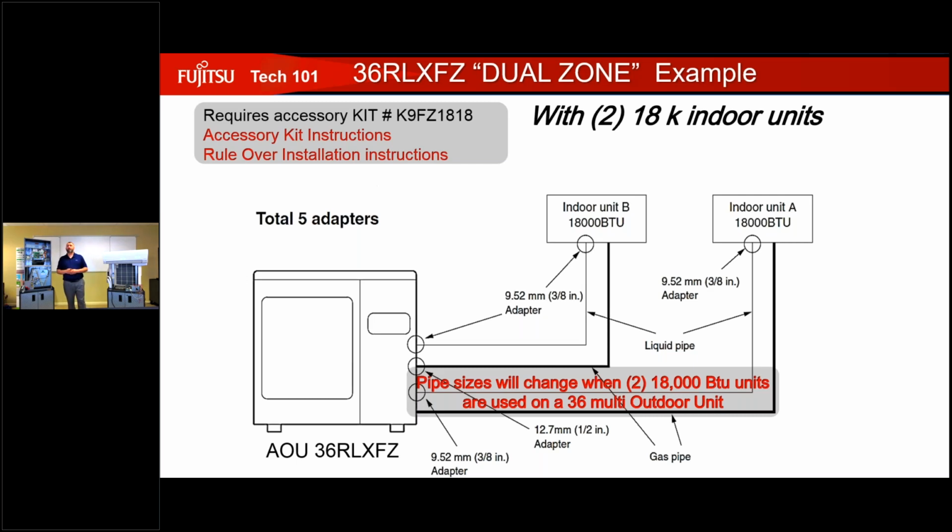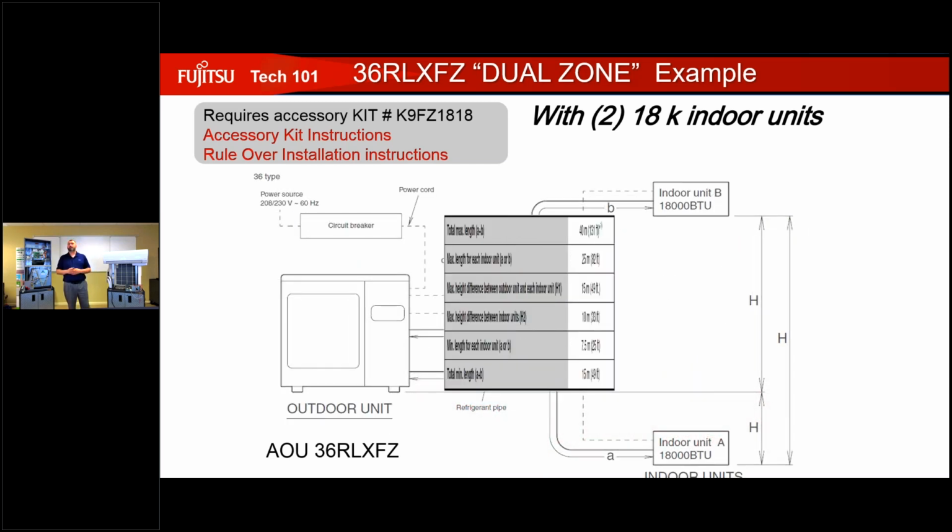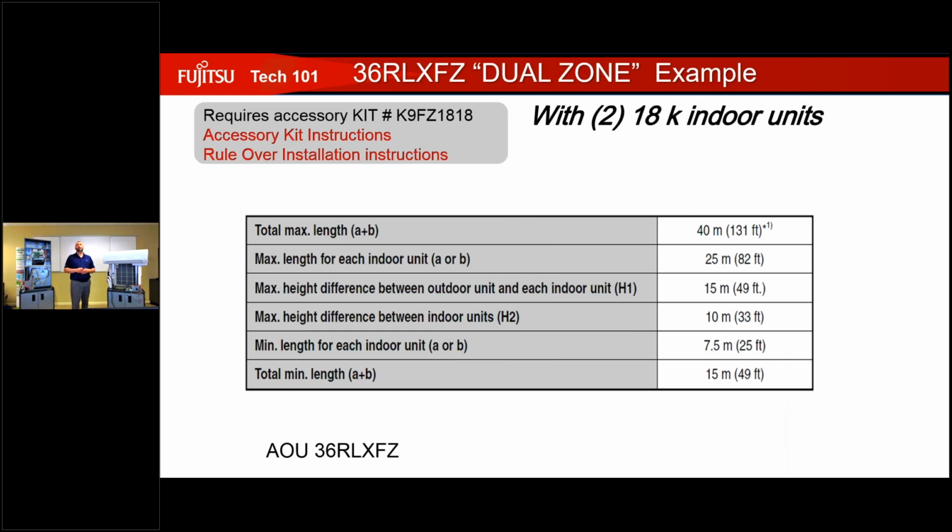So remember, the pipe sizes change when you're using the 2 18,000 BTU units on a 36. Not only that, but our parameters as far as our line set lengths are going to change as well. If we're using a dual 18,000 BTU setup, now our minimum line set length for each individual unit becomes 25 feet as opposed to the 16 feet that we originally called for.